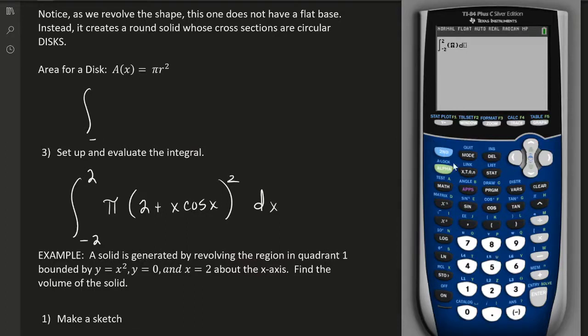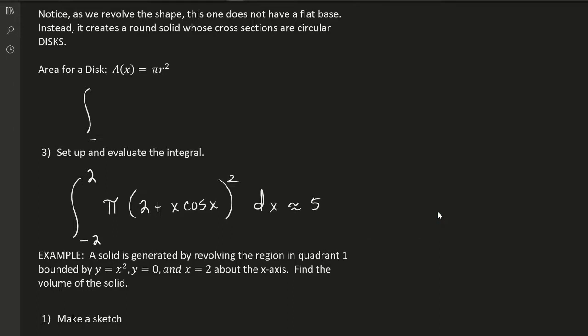And then we don't forget about pi r squared. So 2 plus x cosine x, close my parentheses, squared, dx. Make sure I'm not squaring pi accidentally. And there's my answer, 52.42, and we'll round it to 9. There we go.